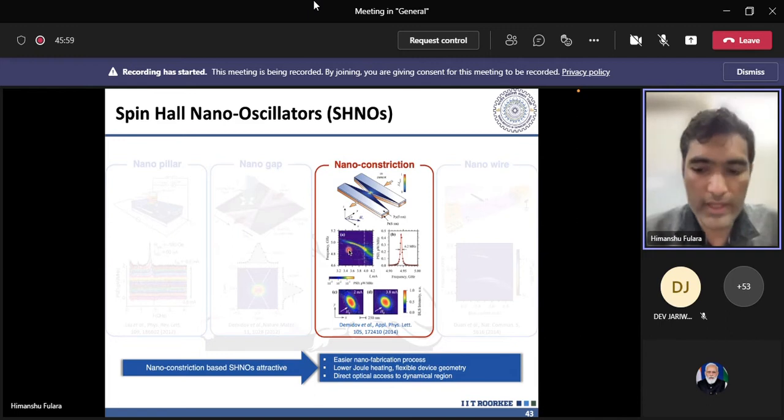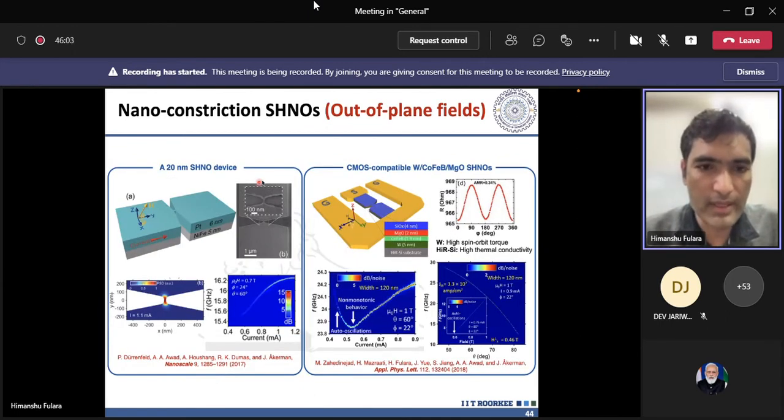So in order to solve this problem, what our group did is we measured these nanoconstriction spin Hall oscillators in out of plane field. I will not discuss all these things in detail. What happened with these out of plane fields is that we have a very large positive current tunability here.